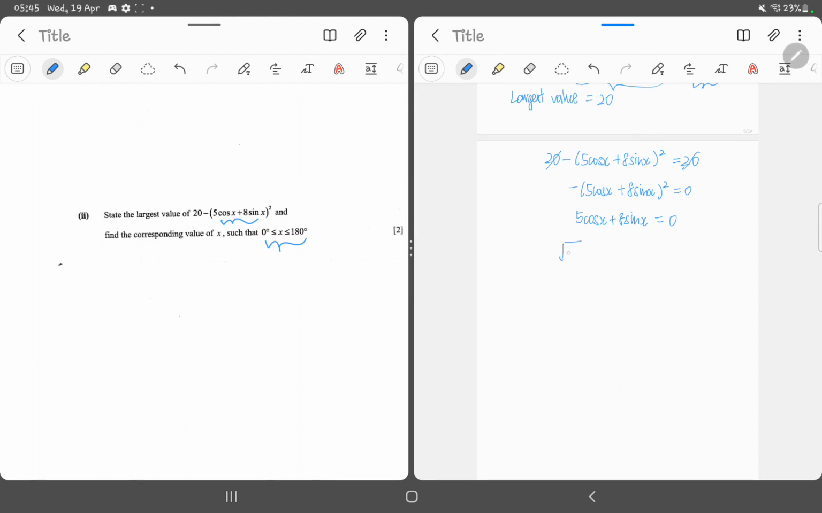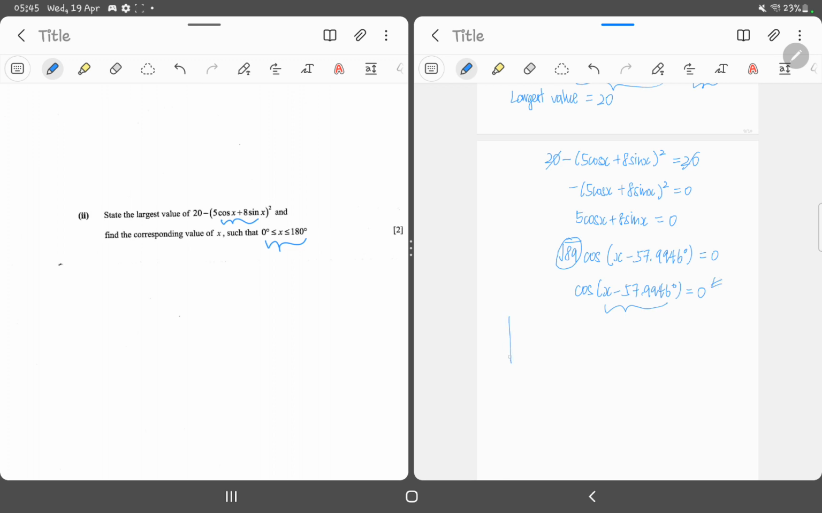Okay? So we can see that this is actually equals to square root 89 cosine x minus 57.9946 degrees equals to 0. So divide this over to the right hand side, we get cosine x minus 57.9946 degrees equals to 0. So what will this angle be such that cosine of this angle is 0?